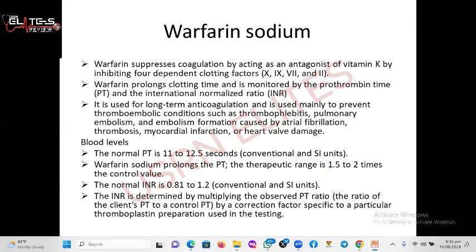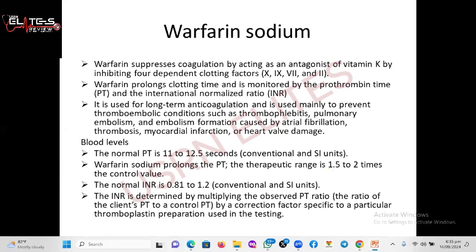Then in certain conditions, warfarin is used. So people with what we call atrial fibrillation, people with thrombosis, myocardial infarction, and then heart valve damages, they make use of what we call warfarin because of clot formation.